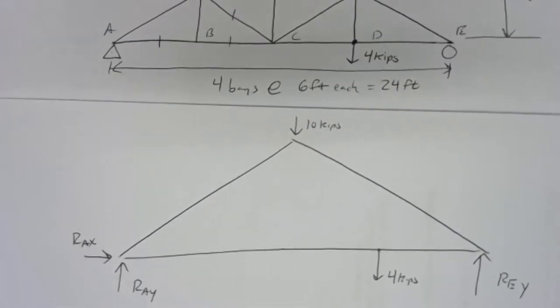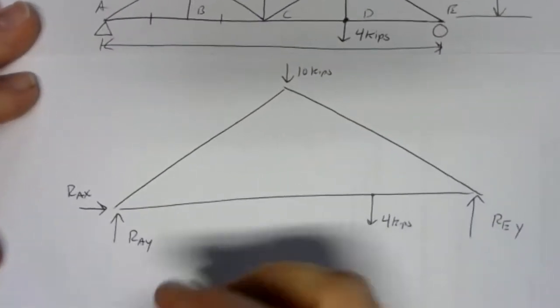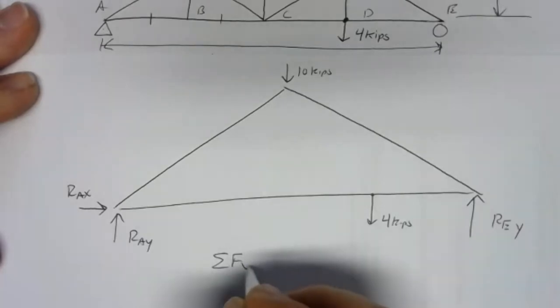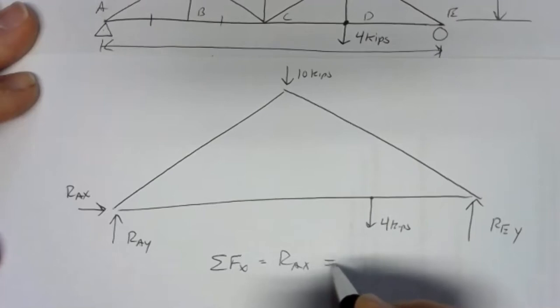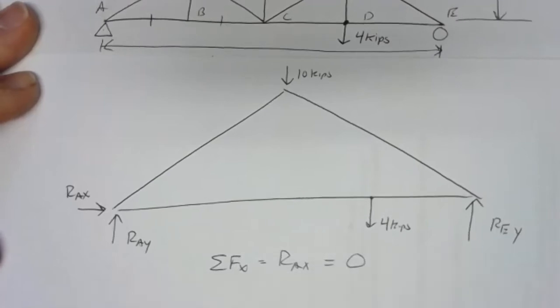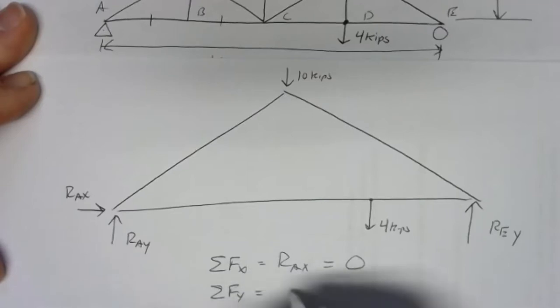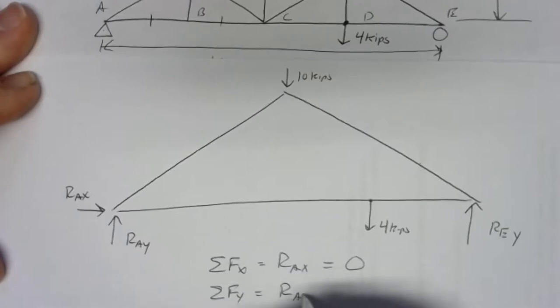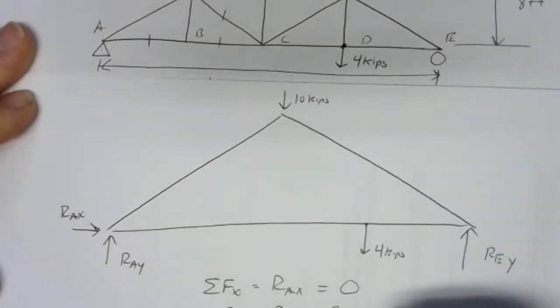So we can do our sum of forces. We'll take the geometry off of the top drawing. So we'll take our sum of forces in the x direction. That's just RAX. And since there are no side loads imposed on this one, it's all 0. So no RAX. In the y direction, we get the same old with RAY plus REY, the up forces, and then we've got the down forces, 14 kips. So we've got down 14.